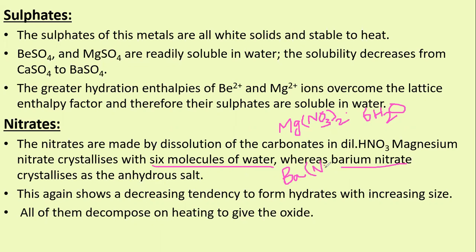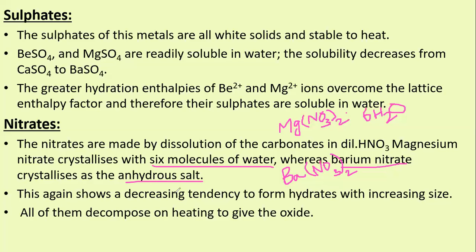BaNO3, barium nitrate. Here this barium nitrate is in anhydrous form. Okay. So this anhydrous form of barium nitrate simply won't have any water content, so that it looks like Ba(NO3)2 when we compare with the magnesium nitrate. This magnesium nitrate will have 6 moles of water, that is, it crystallizes with 6 molecules of water. This barium nitrate won't have any water content because it is an anhydrous solid.